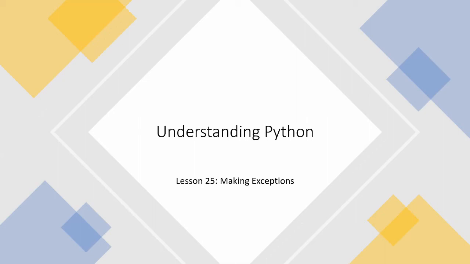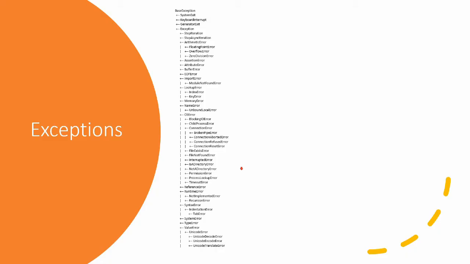Today we're going to be looking at exceptions in Python, and these are basically errors. We'll look at making and creating custom errors today, and then next time we'll have a look at resolving those errors so that you don't crash your program whenever something goes wrong. So as you can see, in Python there are a lot of errors.